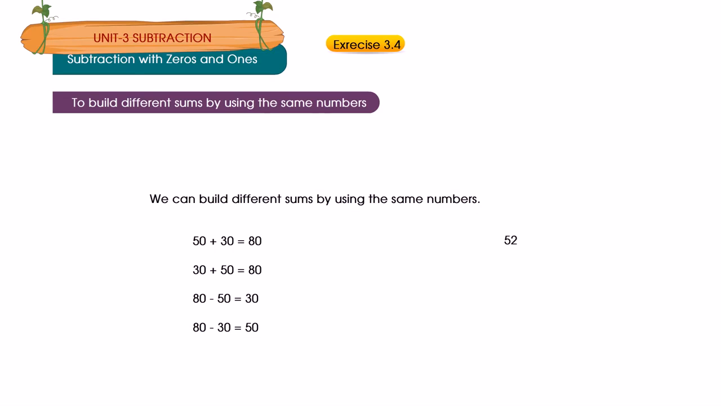52 plus 43 is equal to 95. 43 plus 52 is equal to 95. 95 minus 52 is equal to 43. 95 minus 43 is equal to 52.